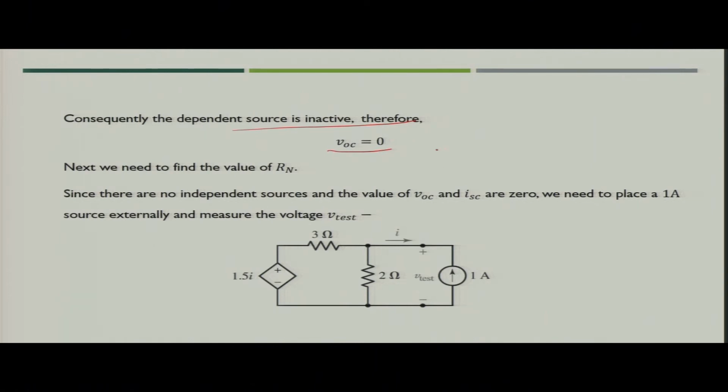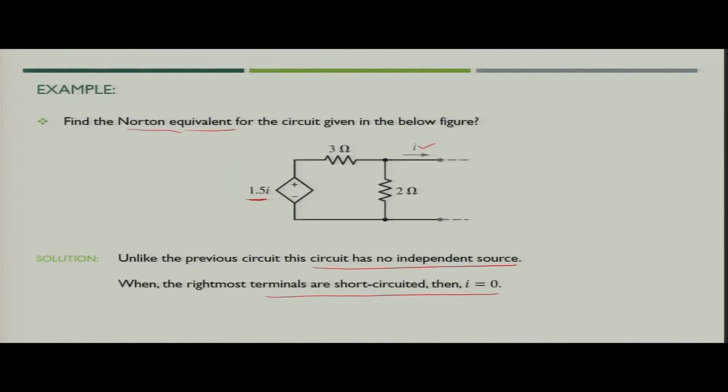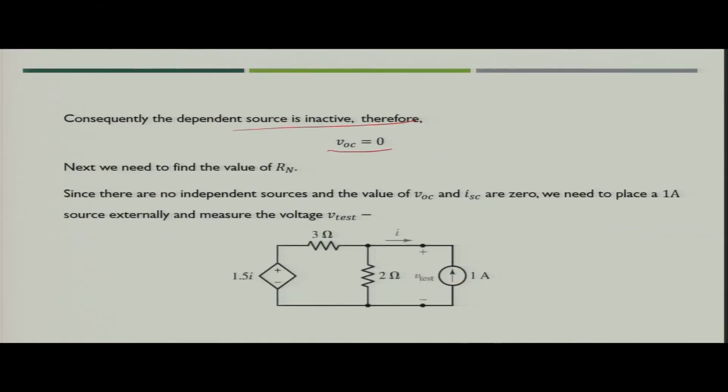So, it means that you need not find the value of Norton's current, because you cannot find Norton's current, as there is no independent voltage or current source. So, next what we need to do? We need to just find out the value of Norton's resistance. So, what we will do? Since we do not have any independent source, the value of VOC and ISC is 0.